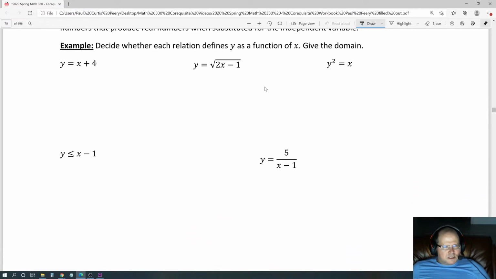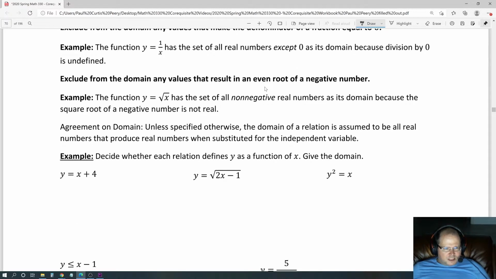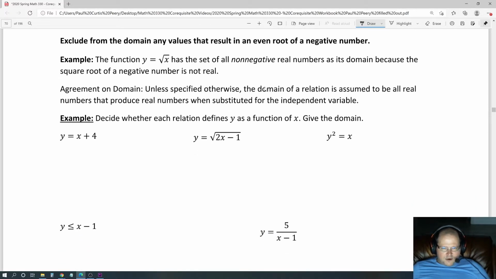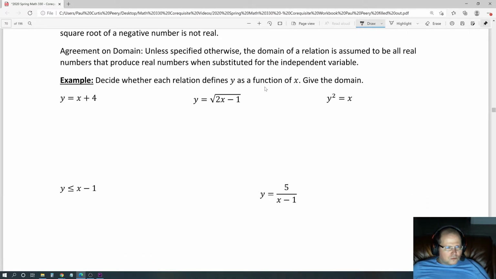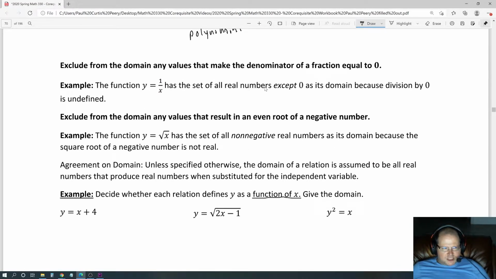Okay, let's dive in and do some examples. Decide whether each relation defines y as a function of x. Give the domain. So we want to decide whether each relation defines y as a function of x. So functions are a specific type of relationship. So that's the first thing. And then we want to do the domain. Domains are all the possible values of x that will work in this.